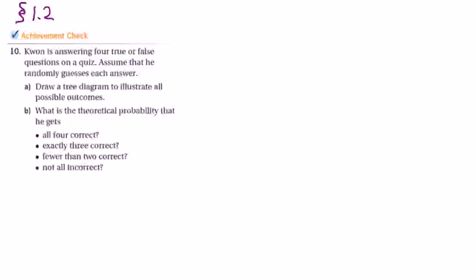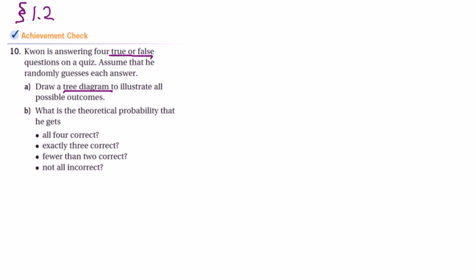This is section 1.2, question number 10. It's another achievement check question. It says here, Quan is answering 4 true or false questions on a quiz. When I first read this, I nearly had a heart attack because I thought it was 4 multiple choice questions, and that would have had a lot more to the question. It would have had 256 possible outcomes. This is much better. Assume that he randomly guesses each answer. Of course he does. Draw a tree diagram to illustrate all possible outcomes.